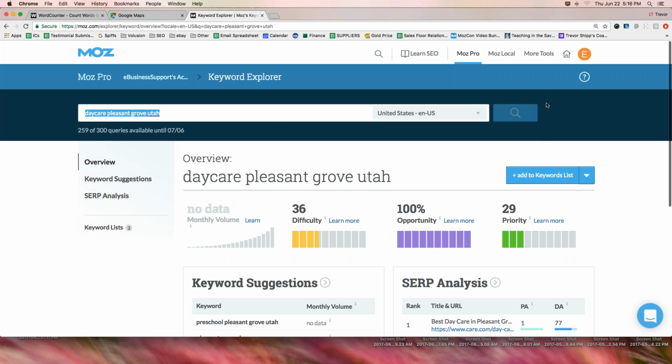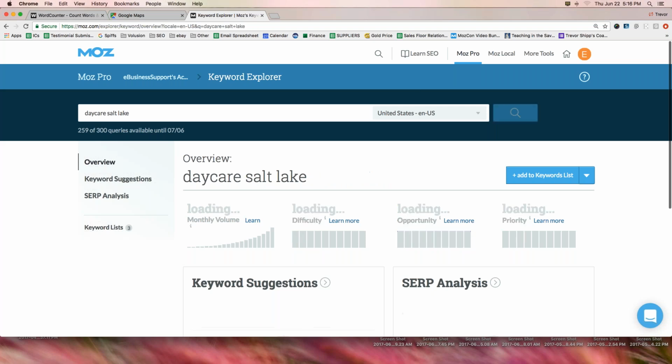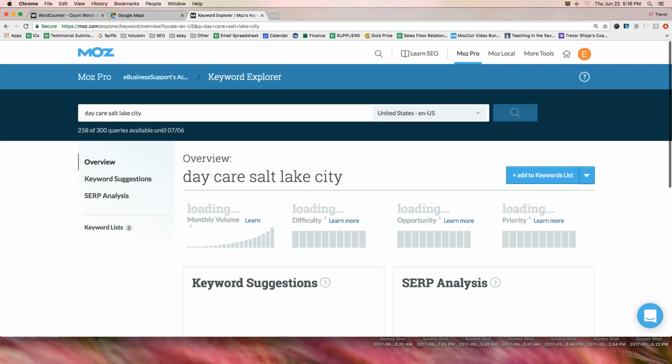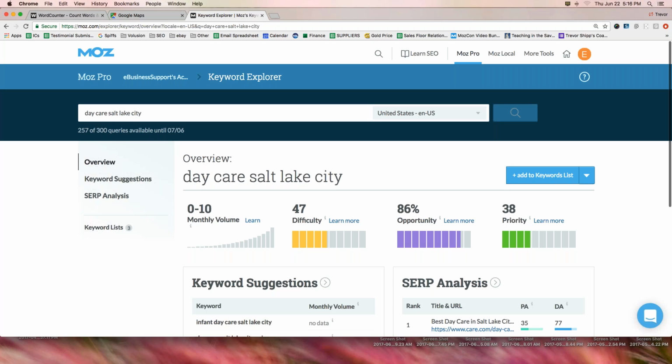Let's see if it gives me data in Salt Lake, because Salt Lake is just generally a bigger area. So we're going to do daycare Salt Lake. Do a search. Or maybe we could do daycare Salt Lake City, and see if the bigger metropolitan area will give us something. So that didn't give us anything. Let's try daycare Salt Lake City. This is the challenge, right? Using these tools with local keyword phrases. There you go. This actually gave us something.